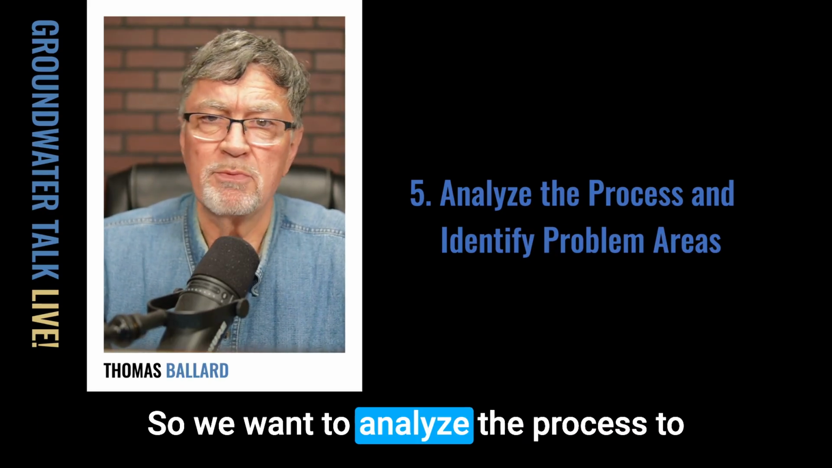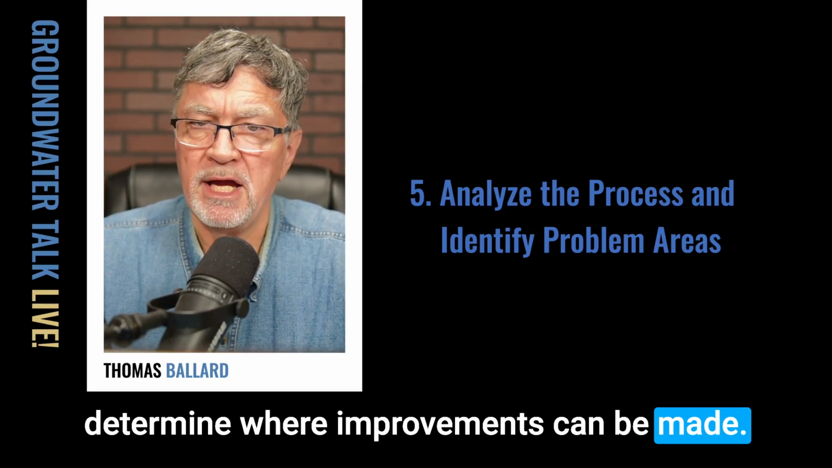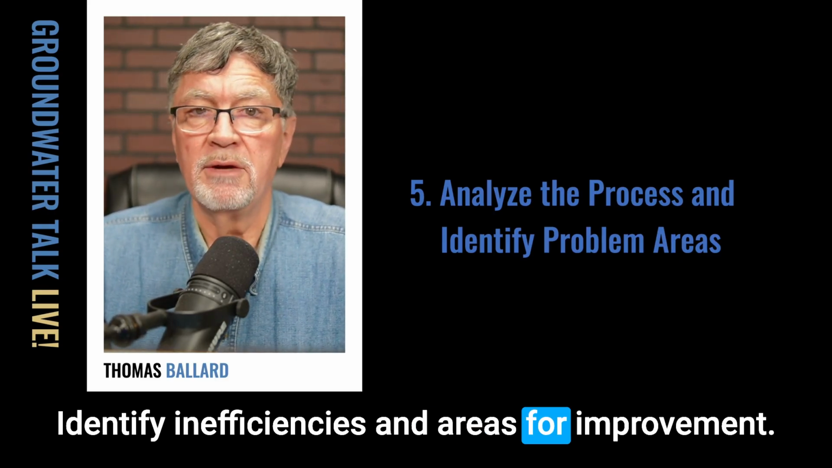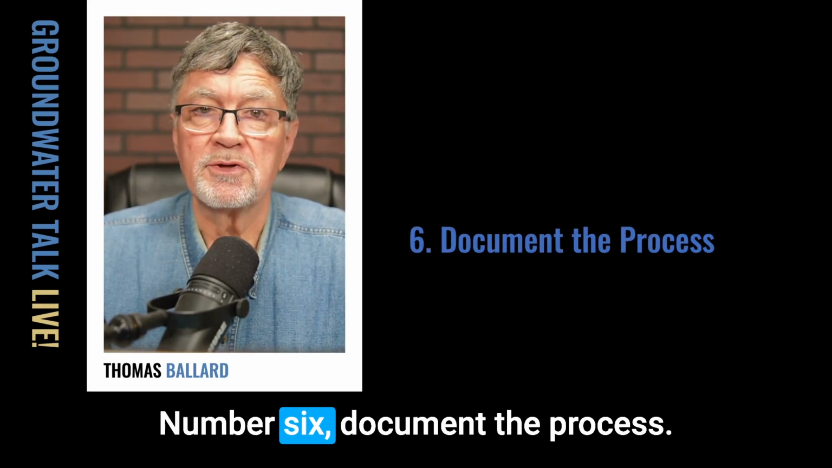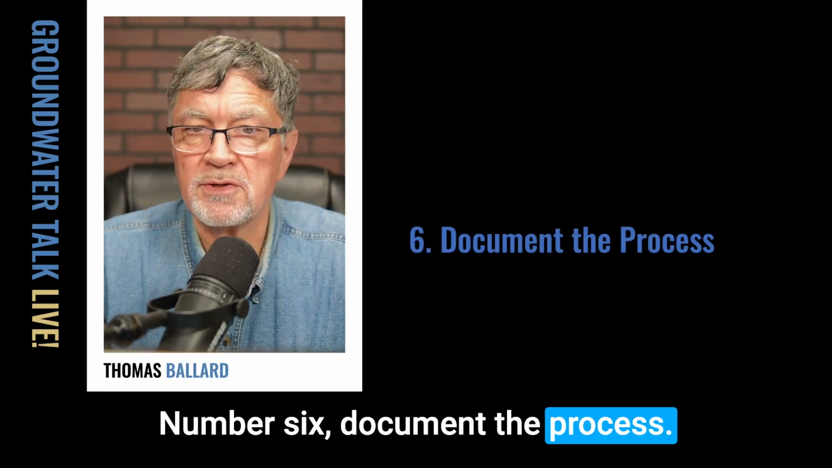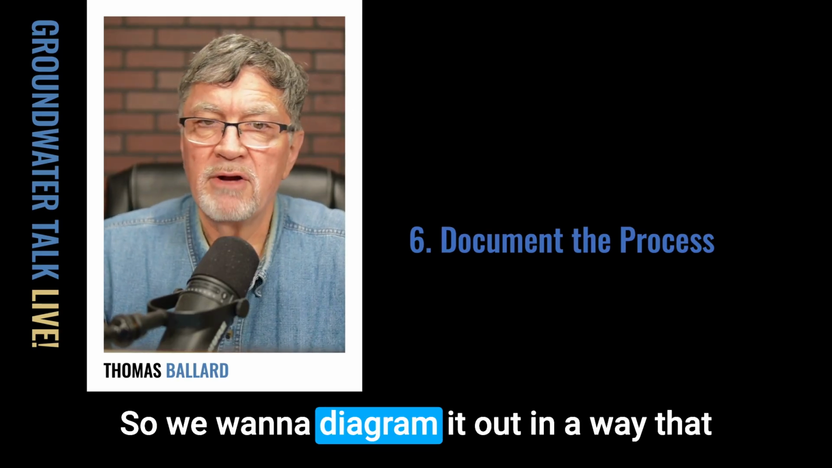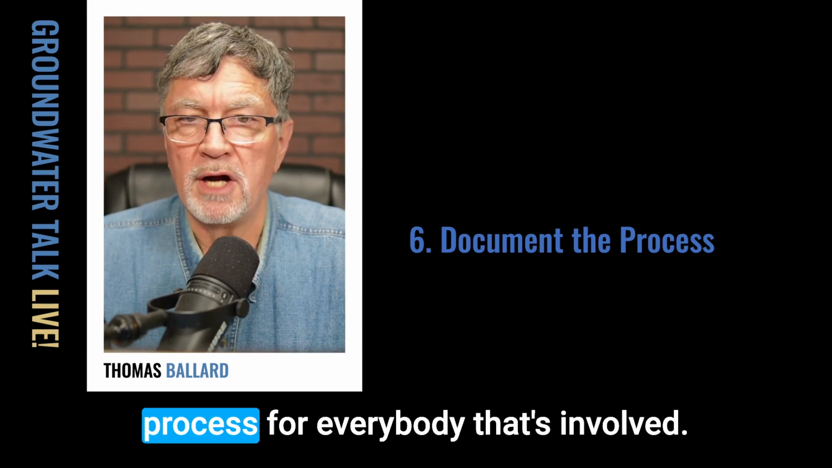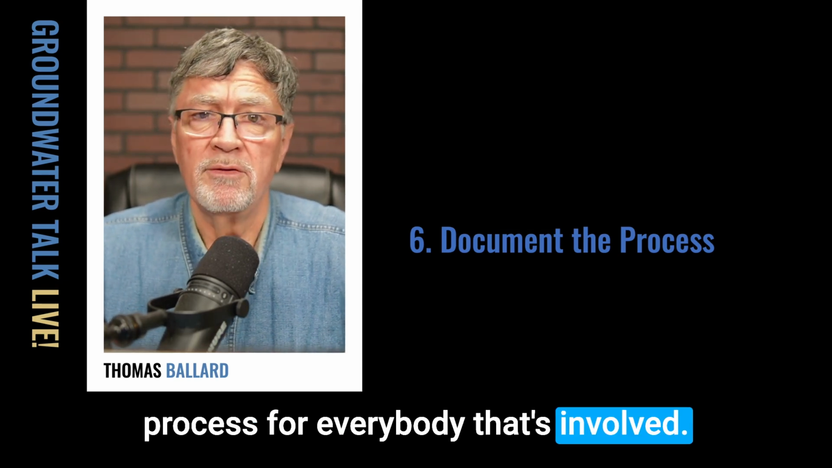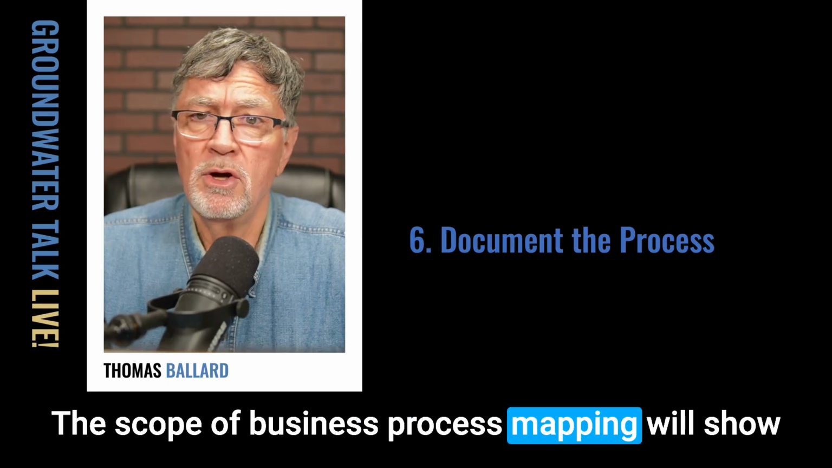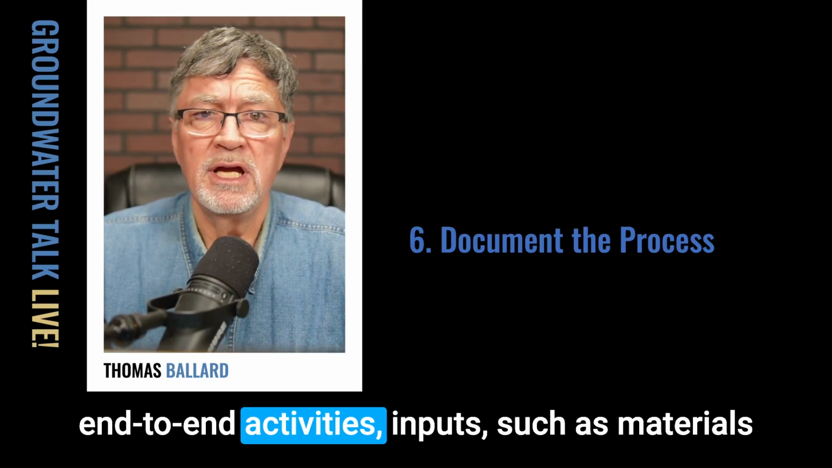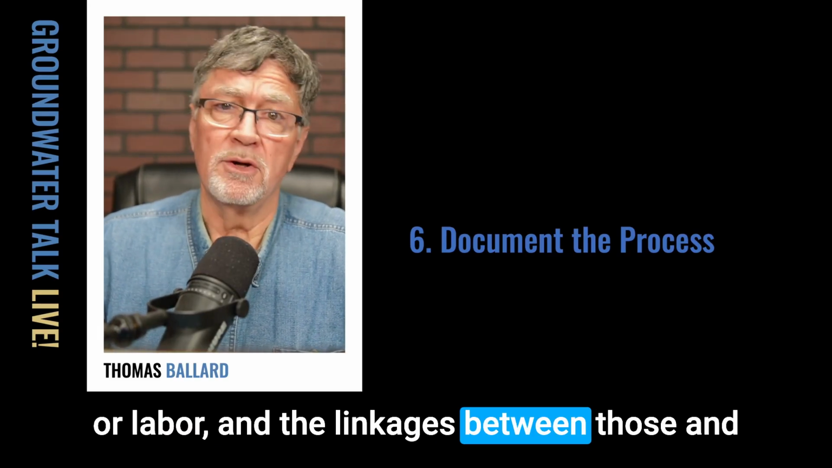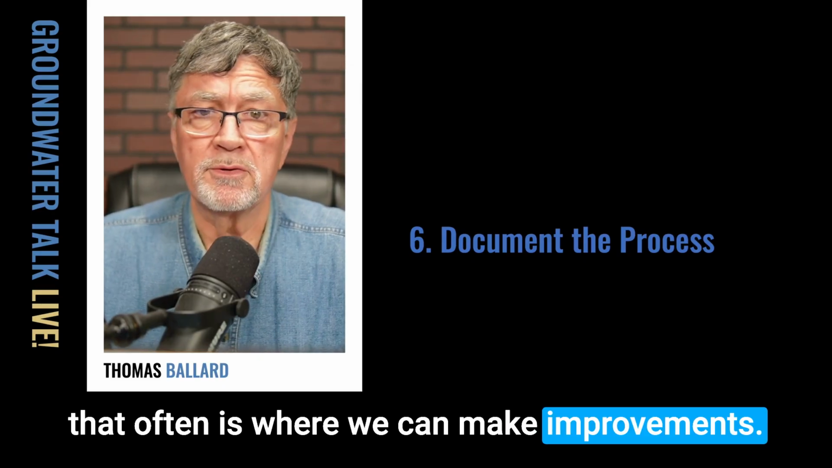So we want to analyze the process to determine where improvements can be made, identify inefficiencies and areas for improvement. Number 6, document the process. So we want to diagram it out in a way that achieves a shared understanding of that process for everybody that's involved. The scope of business process mapping will show end-to-end activities, inputs such as materials or labor, and the linkages between those. That often is where we can make improvements.